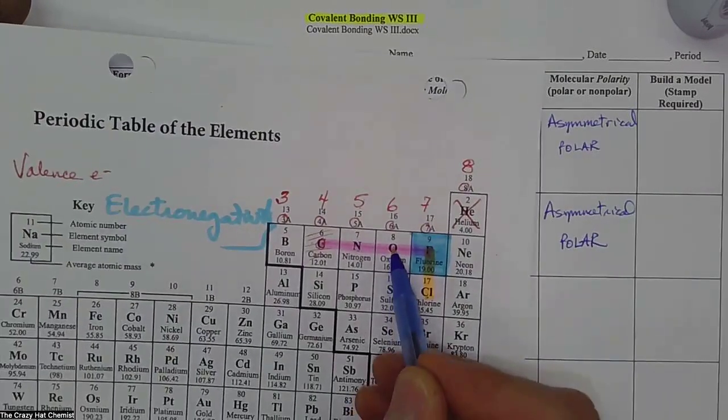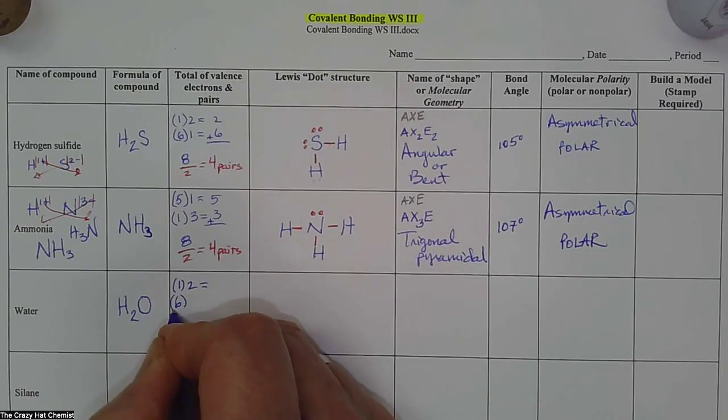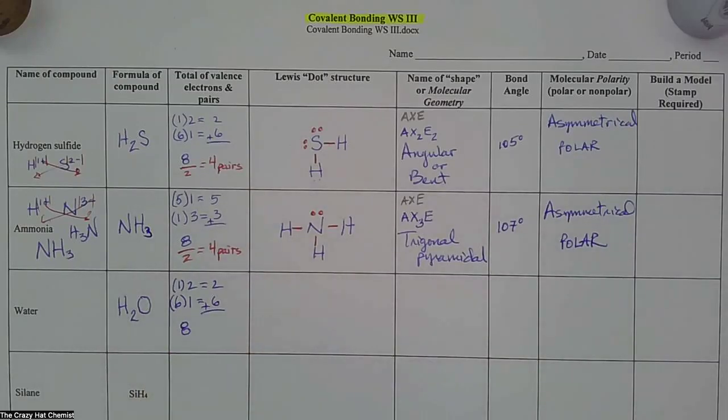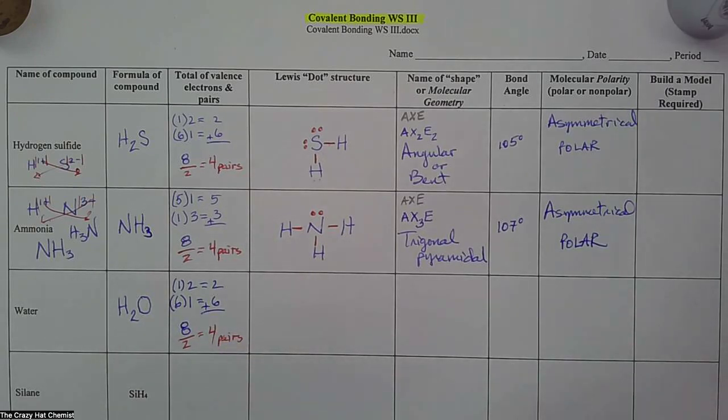Valence electrons in oxygen, 6. So there are 6 valence electrons in oxygen, and there is 1 oxygen. So that's 1 times 2, and that's 6 times 1. I'm going to add those up. I get 8. And then, as always, the crazy hat chemist divides by 2 because he can't count that high. So he's going to be working with how many pairs? That's correct. That is 4 pairs yet again.